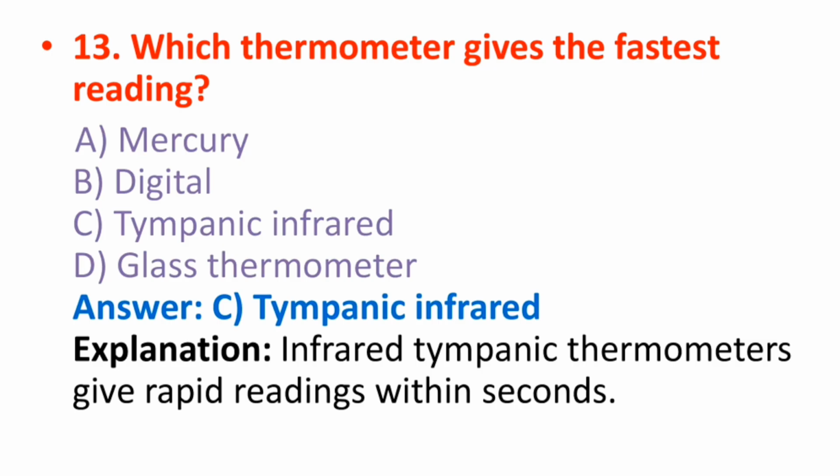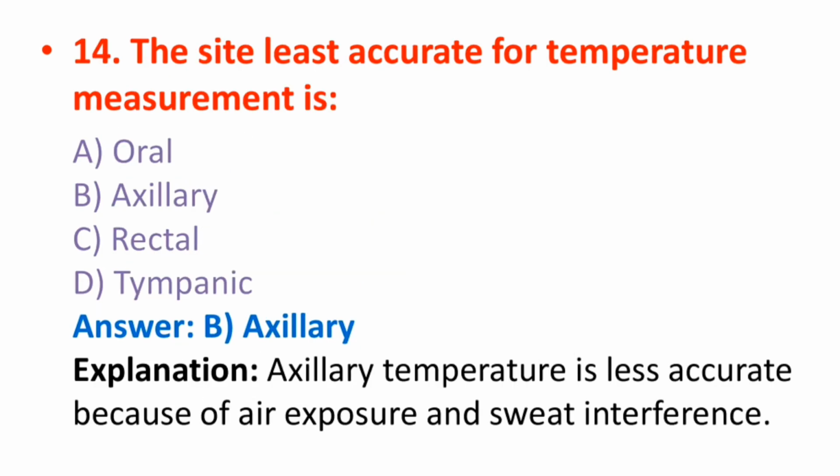Which thermometer gives the fastest reading? Option A, mercury thermometer; option B, digital; option C, tympanic infrared; option D, glass thermometer. The correct answer is option C, tympanic infrared. Infrared tympanic thermometers give rapid readings within seconds.